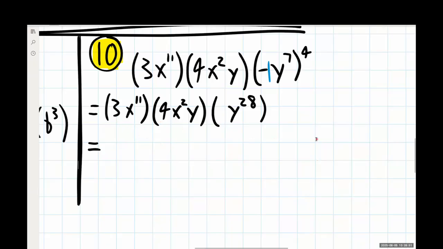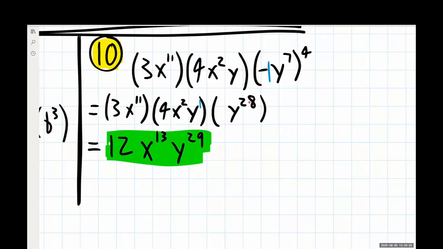I have 3 times 4. That's going to give me 12. I have x to the 11th times x to the 2nd. That's going to give me x to the 13th. I think there's a typo in my notes. I think that should be the 13th power. And then y times y to the 28th. Remember that this y here has an invisible 1 that's hanging out up there in the exponent spots. This is actually y to the 1st. So y to the 1st times y to the 28th, that's going to give me y to the 29th power.